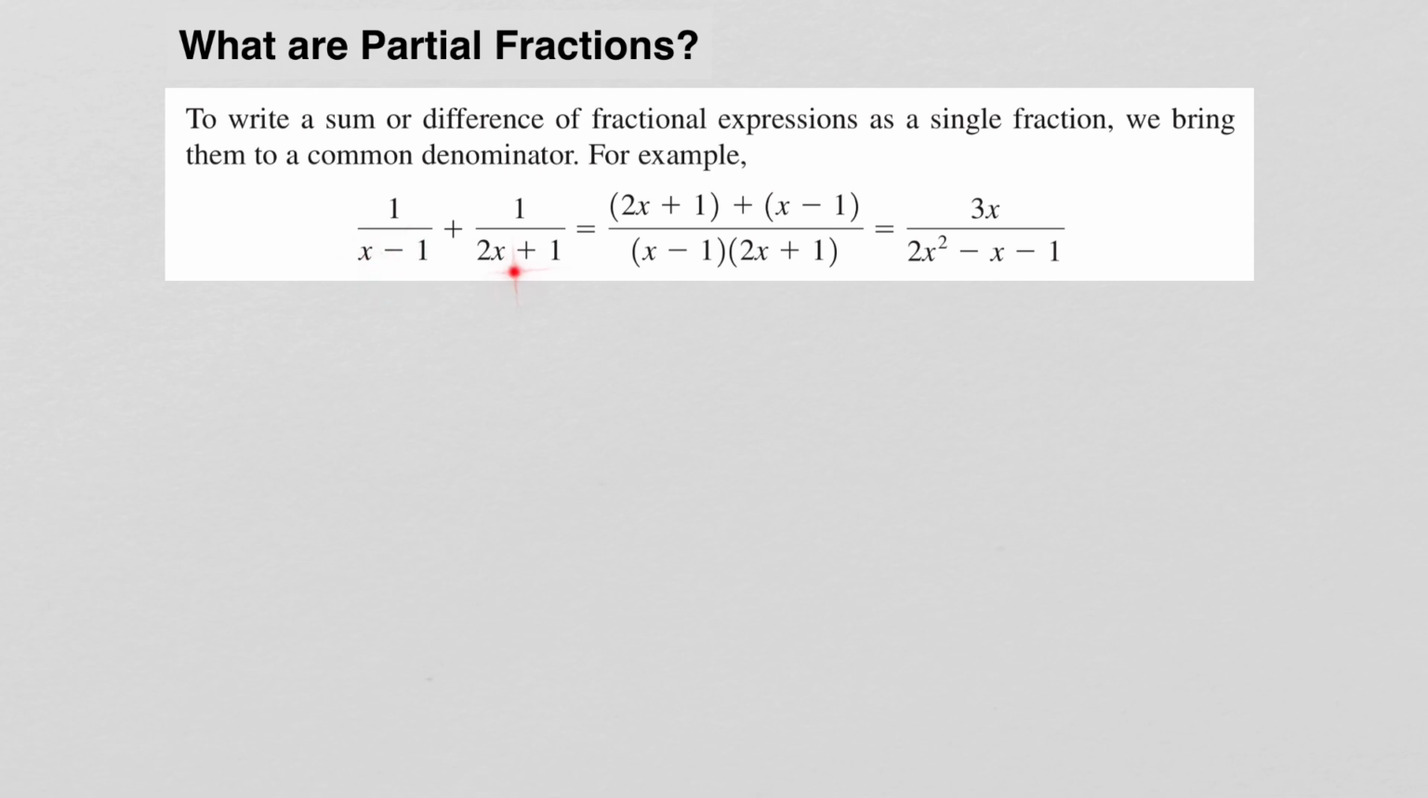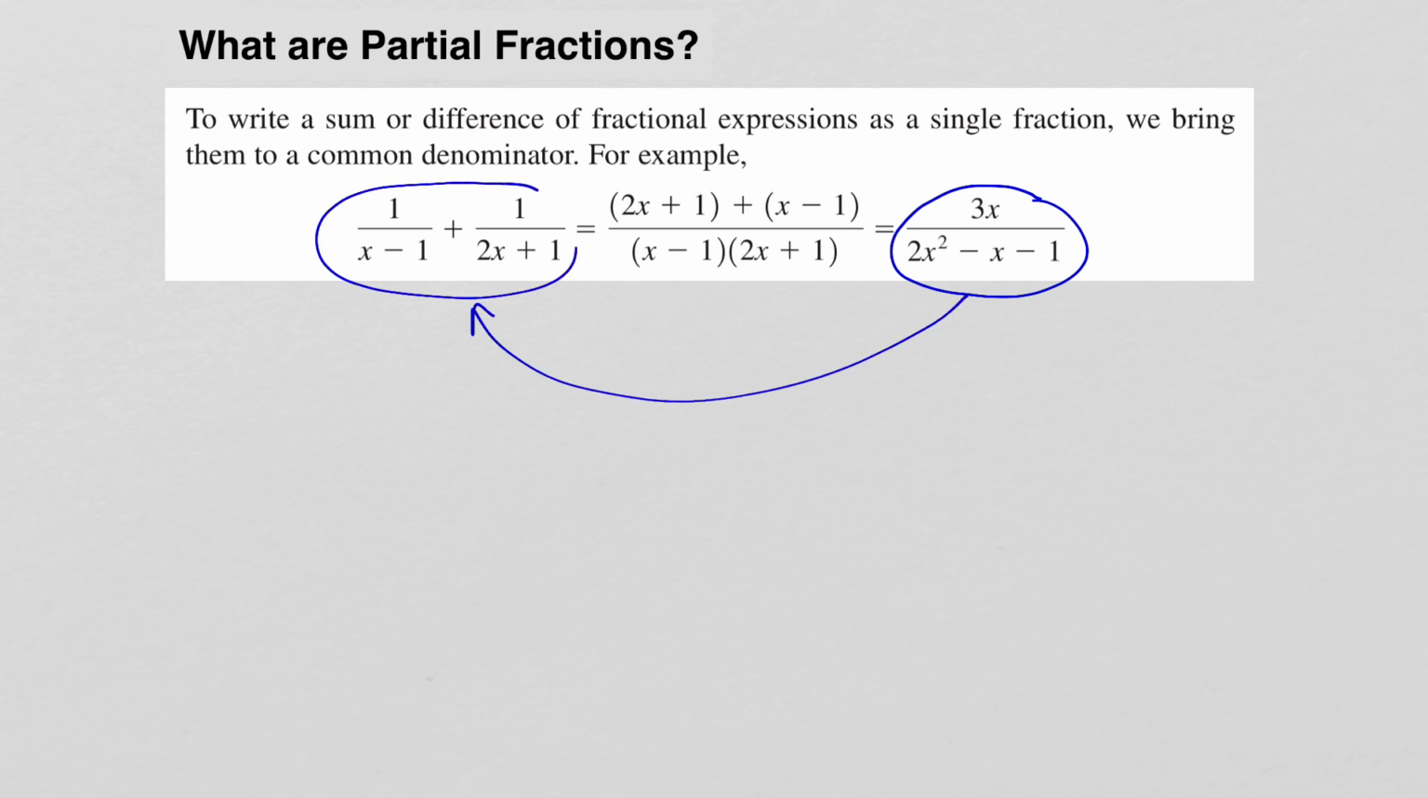So this fraction here needs the factor 2x plus 1, and this one needs the factor x minus 1. After multiplying the numerator and denominator by these factors, we then add these fractions together and we come up with the result. Now the question is, if I had given you this and asked you what fractions do you add to get that fraction, this would now be the answer. So a partial fraction, or the process of decomposing something into partial fractions, is the process of determining what fractions I would have to add to get a certain fraction.